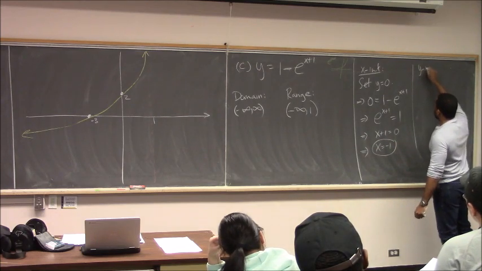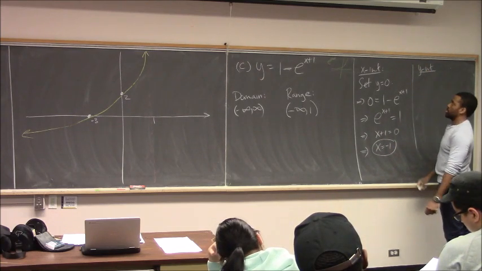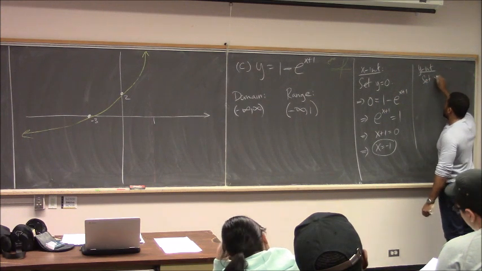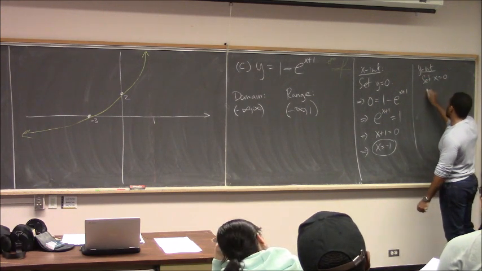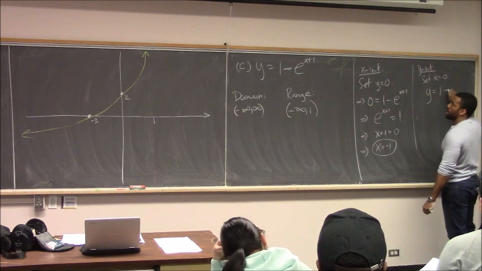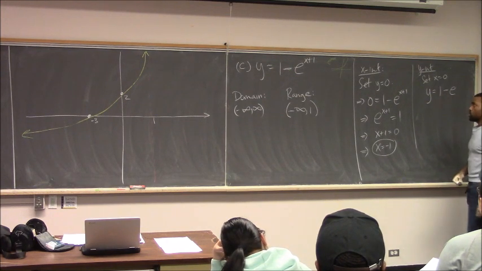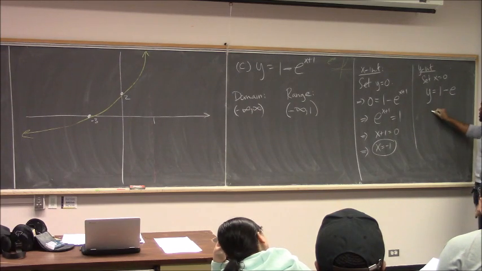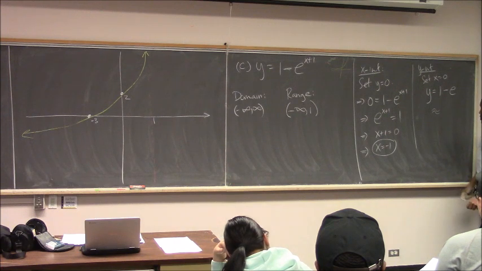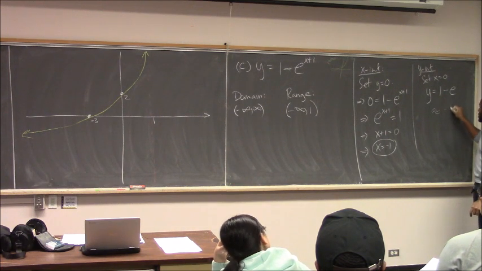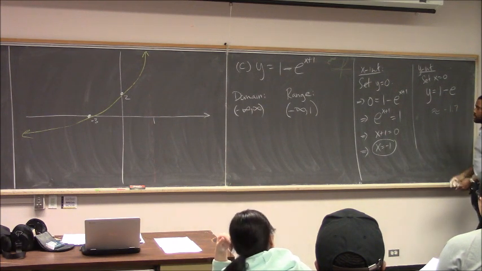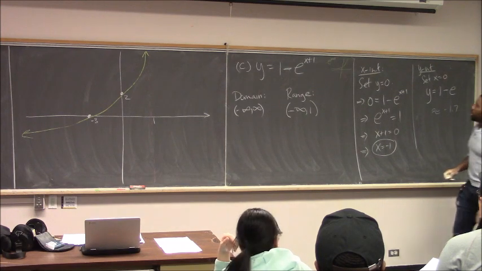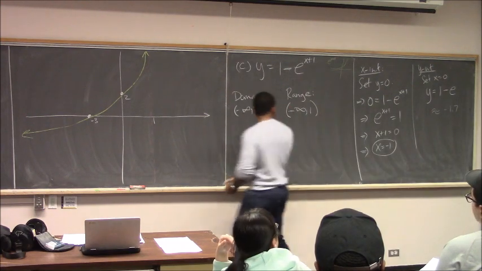How do you find y-intercepts? Is that x equals 0? This means your y would be equal to 1 minus e to the 1. So it's 1 minus e, right? So it's 1 minus 2.7-ish, right? So it's roughly minus 1.7-ish. If you wanted to judge where that is.